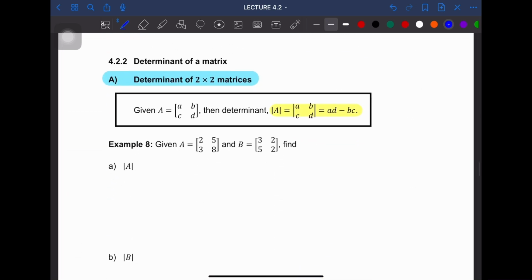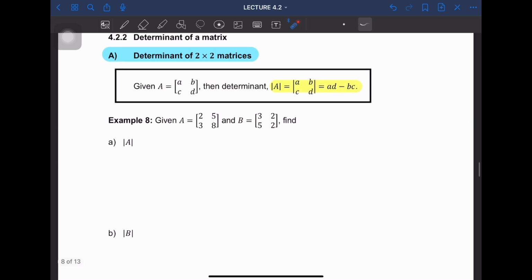Let's say we have matrix A with the elements a, b, c and d. The determinant, denoted by this symbol, is simply equal to a multiplied by d minus b multiplied by c. So this is the formula for the determinant of a 2 by 2 matrix. Let's try an example.